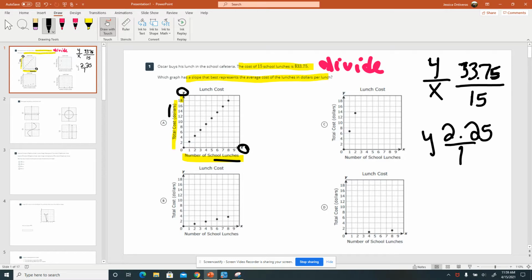You need to find 2.25 on the y and 1 on the x. So for example, this one, more or less above the 2 with a 1. So notice I'm not touching any point right there. I'm not touching any point there, so then you have to try the other two options.